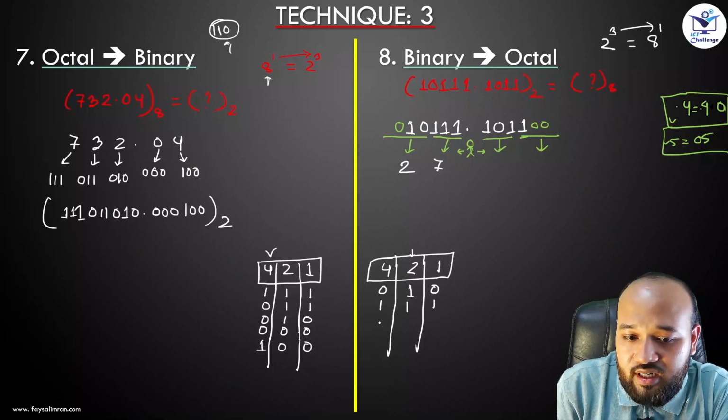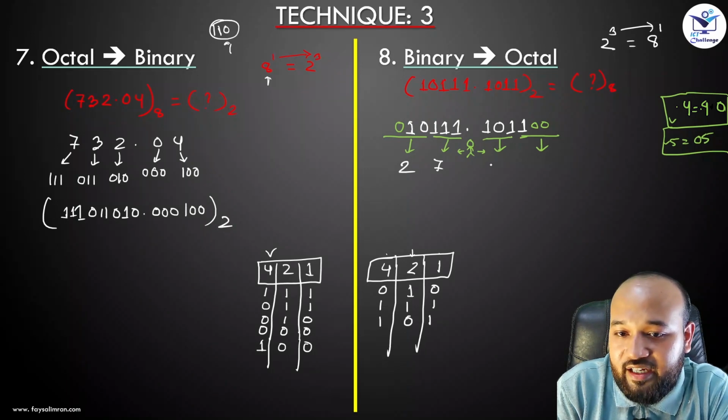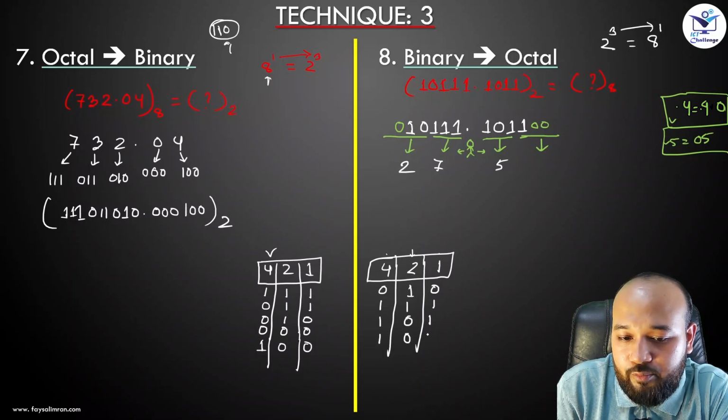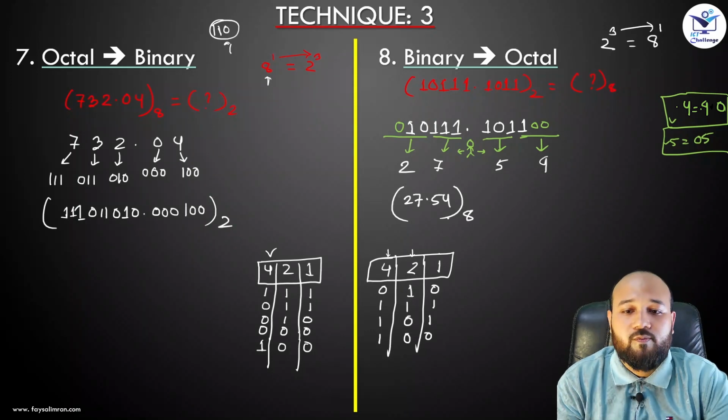Now 101, so what is this? We need 2 columns, 4 and 1. If you add both of them, you will get 4 plus 1 is 5. And 100, so we put here 100. We need just this column, this is called 4. So you will get the answer 27.54. Here is your octal value.